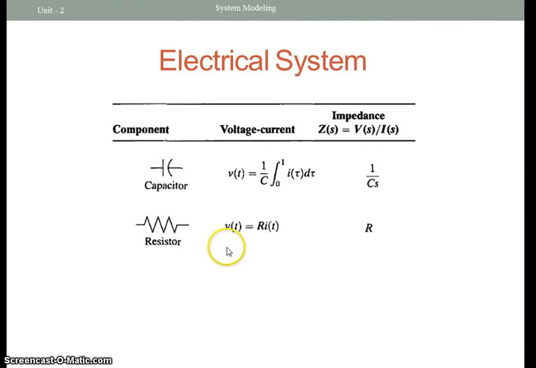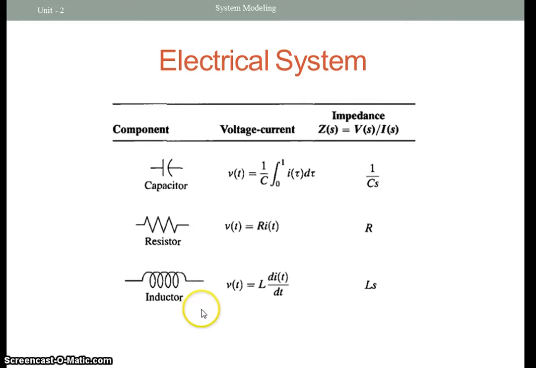Next is a resistor, and we all know the voltage across a resistor using Ohm's law is just equal to R times the current. Converting this into Laplace and solving for the impedance, we will get the impedance of a resistor to simply be equal to R.